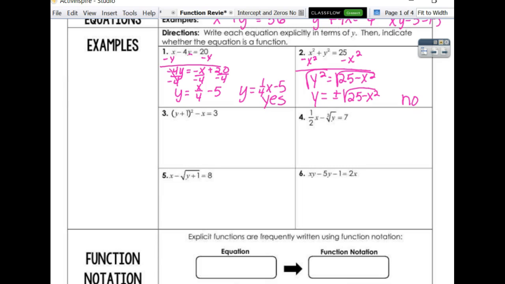Number 3, I start with the y squared. So I know, is that a function or not a function? So the y squared flips it to the side, so this is not. So if I'm going to solve for y, I'm going to start by adding the x. How do I undo the squared? Square root, bless you.